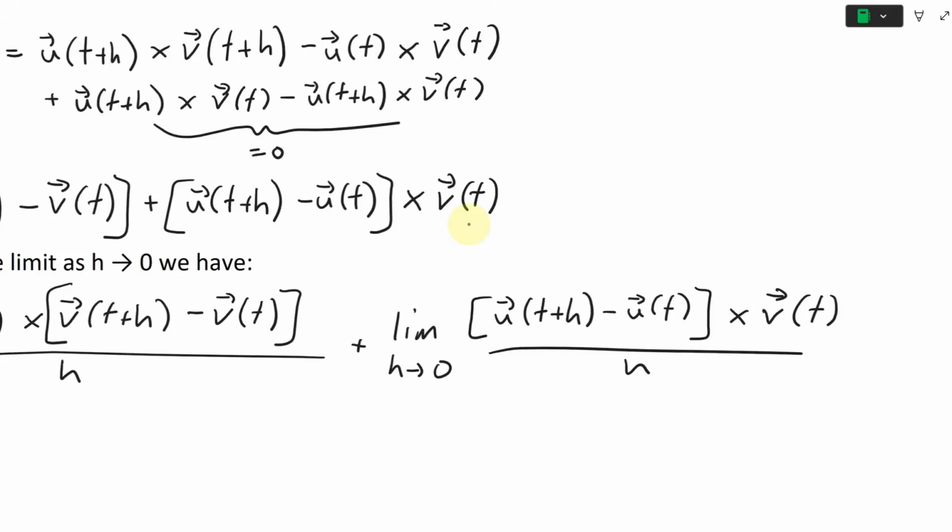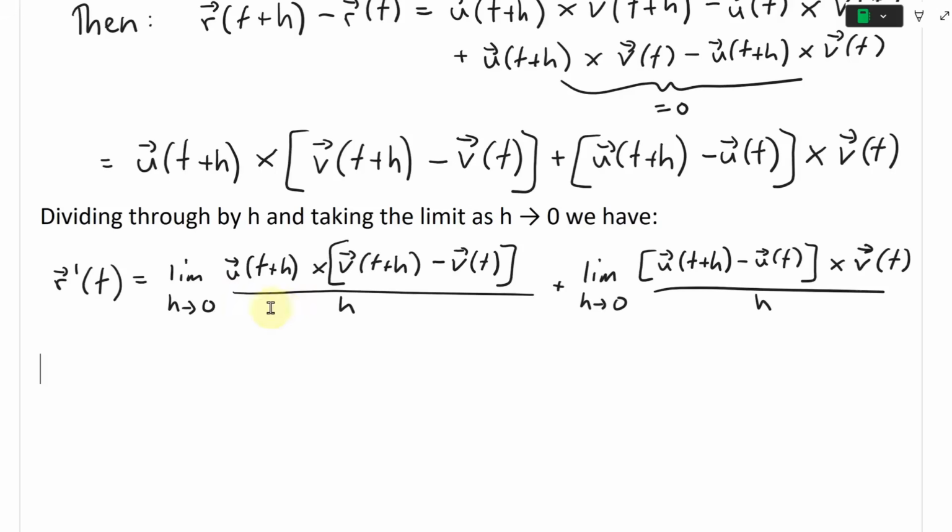Alright, so that is what we get. Now that we have this, we could just see what happens if we put the h inside here, the first term. We could just take the limit on each separately. So this just equals, let's plug in this inside, we're going to get u of t. So when h goes to 0, we just get u of t.